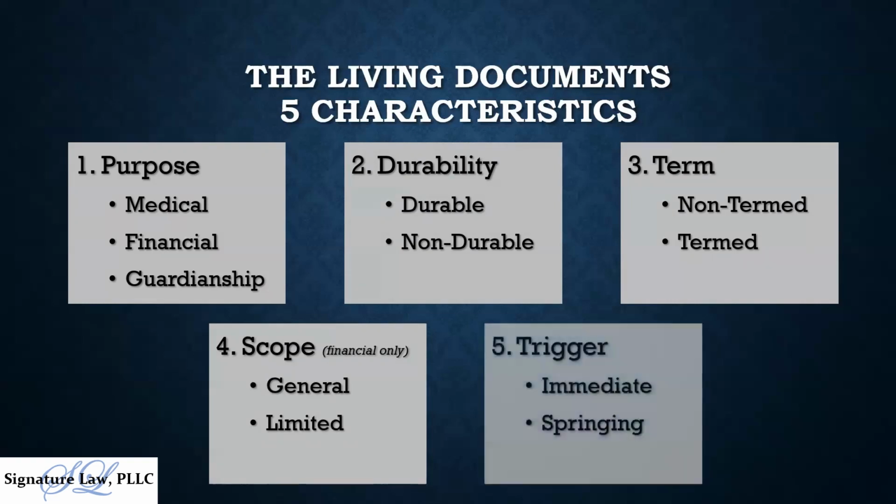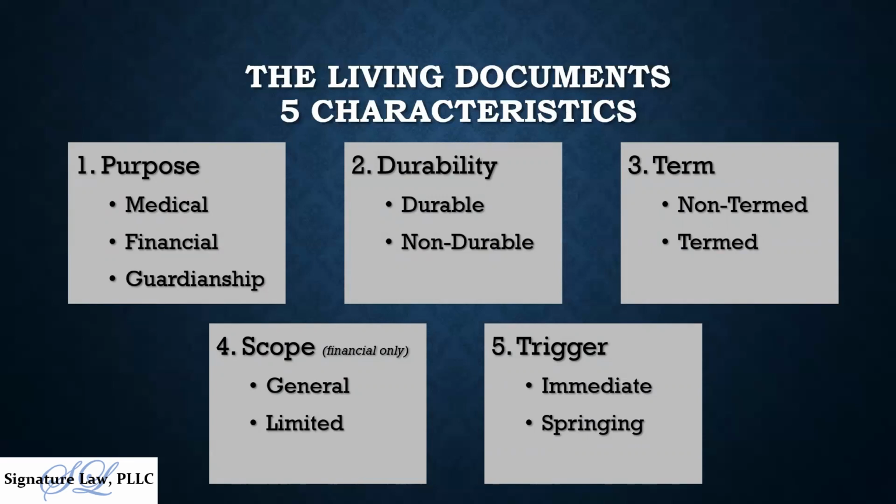The final characteristic is the trigger, and this is a big one. An immediate power of attorney is effective immediately as soon as you sign and notarize that document, as soon as you properly execute the power of attorney. If it is springing, that means the effectiveness only occurs upon the occurrence of an event. So when I say immediate, we're looking at, for example, the statutory durable power of attorney in Minnesota. As soon as it's signed and notarized, your attorney in fact has all the authority granted under that power of attorney, whether you're incapacitated or not.